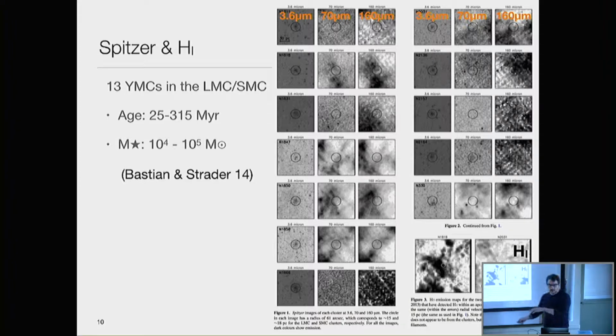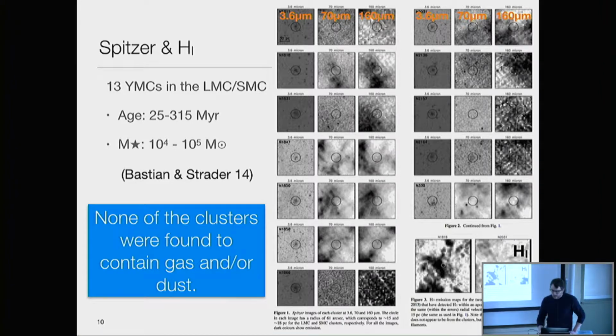And when you look at the dust that we expect to be associated with these gas reservoirs, here are the stars, and here in these columns is the dust, and there's no match between them. These authors can place an upper limit of up to 1% of the stellar mass in the form of this gas reservoir, if it's actually there. Again, none of these clusters were found to contain gas or dust.